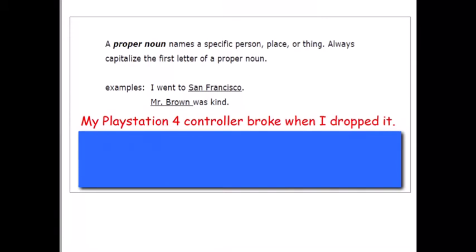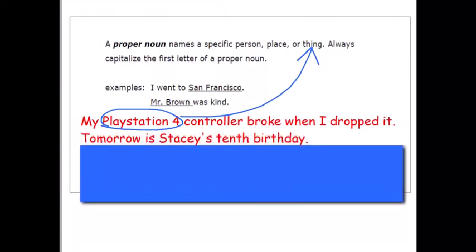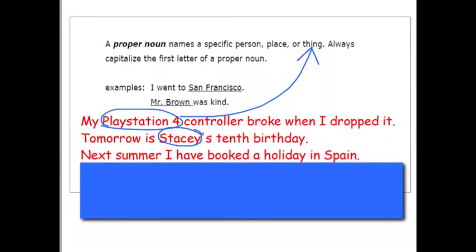My PlayStation 4 controller broke when I dropped it. So this sentence has another proper noun, PlayStation 4. It's the specific name of a thing, so it needs a capital letter. Our next example. Tomorrow is Stacey's 10th birthday. Stacey is a specific person, so it requires a capital letter. And our last example. Next summer, I have booked a holiday in Spain. Spain is a specific place and it requires a capital letter.